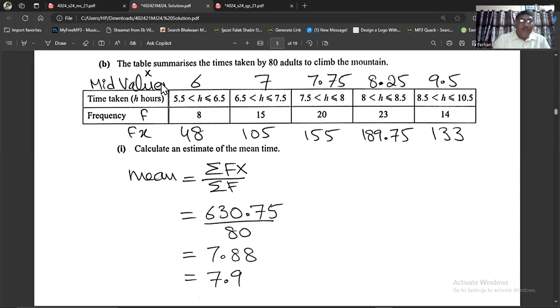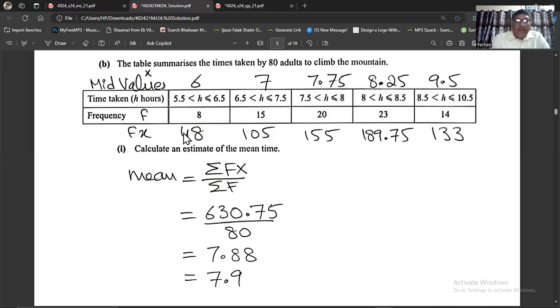I will multiply the mid values with their respective frequency. So 6 multiply 8, that's 48. 7 multiply 15, that is 105. 7.75 multiply 20, that is 155. 8.25 multiply 23, that is 189.75. And 9.5 multiply 14, that will be 133. Now their question is calculate an estimate of the mean. The formula for the mean is summation fx divided by summation f.